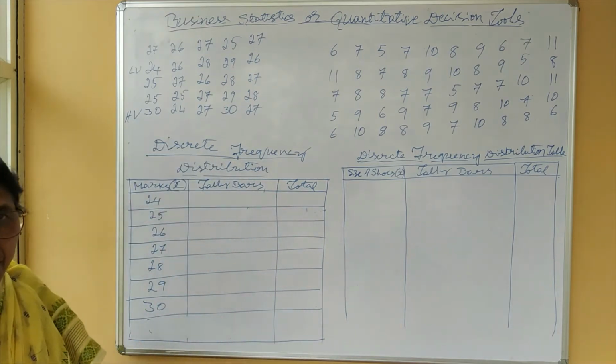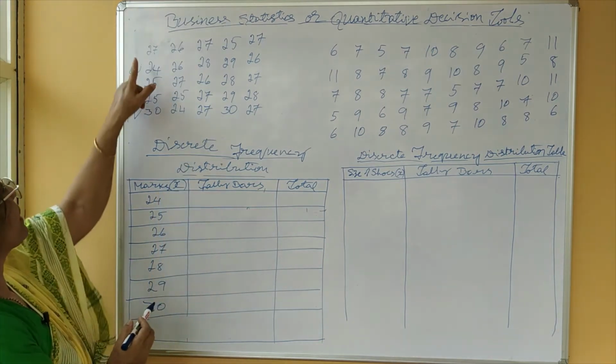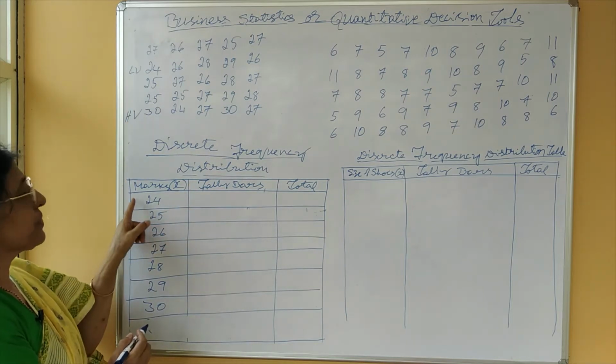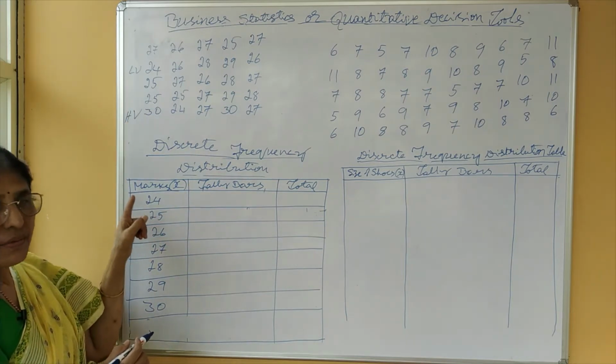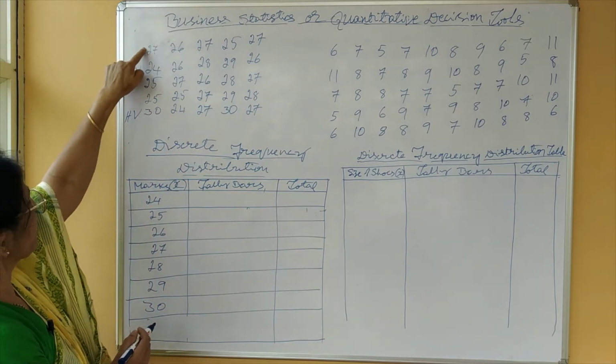Now, here, see, for each value corresponding to the variable, we have to put a tally bar. Here we have to start from the first value.